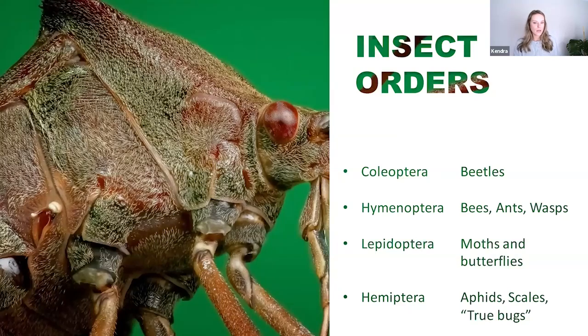our beetles, Hymenoptera, which is our bees, ants, and wasps. We call these guys wasp-waisted because they come to a wasp waist, just like we're used to. We see Lepidoptera, and as that beautiful name suggests, these are the moths and butterflies, what we're going to chat about today. And then finally, Hemiptera. These are our aphid scales, and then what we also call true bugs.